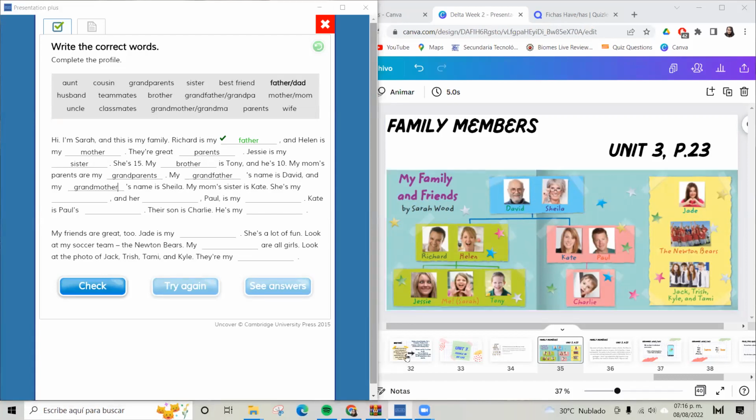My mom's sister is Kate. Here's Kate. She is my aunt. Good. She's my aunt. Good. And this is Paul. She is married to Paul. He is her husband. Her husband. Her husband. Be careful here. Aquí no me vayan a confundir husband, wife. Mujer, wife, esposa. Hombre, husband, esposo.